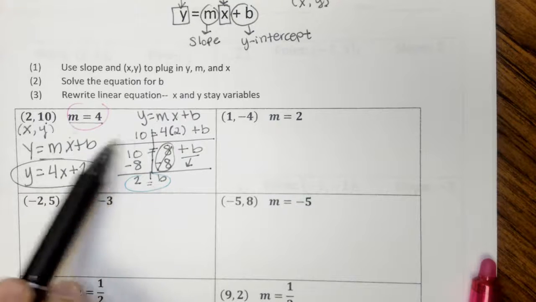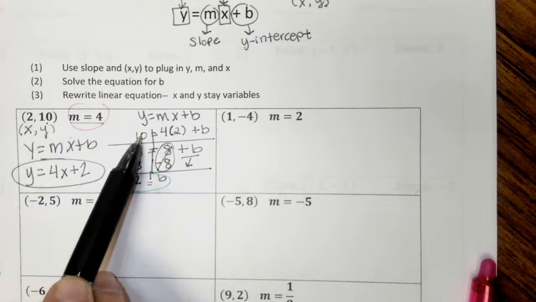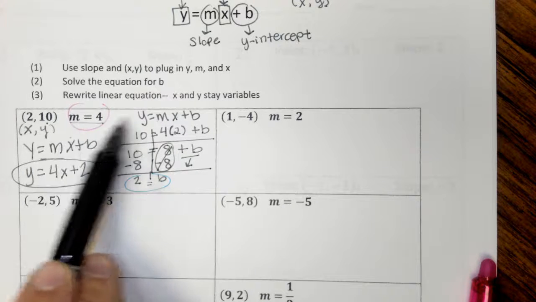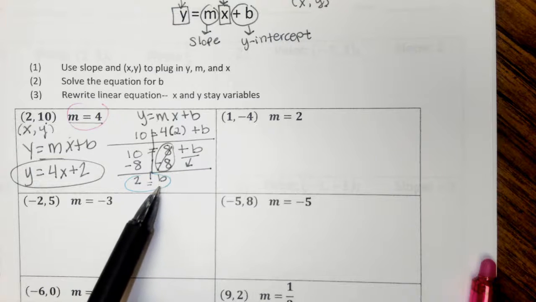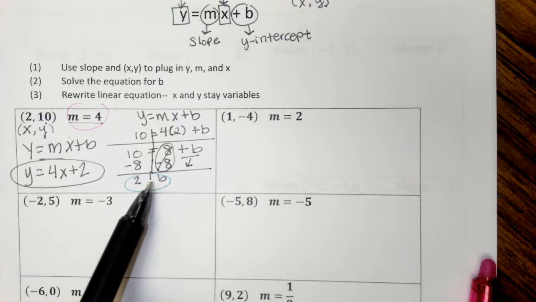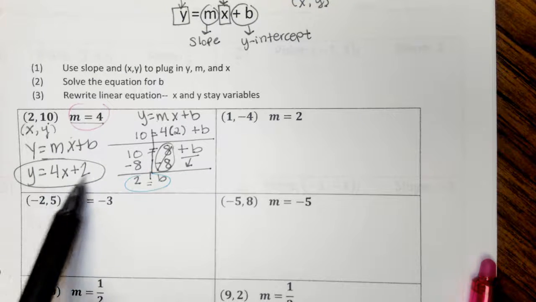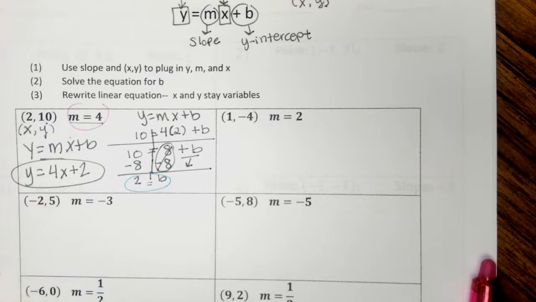Just to recap what we did, we plugged in 2 for x, 10 for y, 4 for the slope m. Then we solved for b, or the y-intercept. After we knew b, since we know b and m, we just rewrote the equation y equals mx plus b, replacing m and b with numbers.